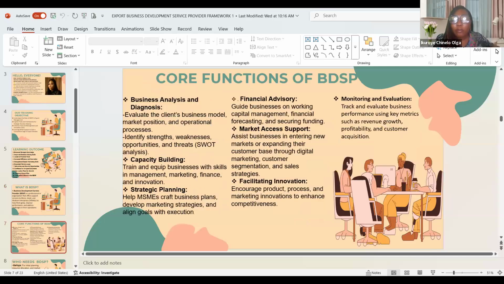So it leads us to the core functions of BDSP. The first is business analysis and diagnosis.